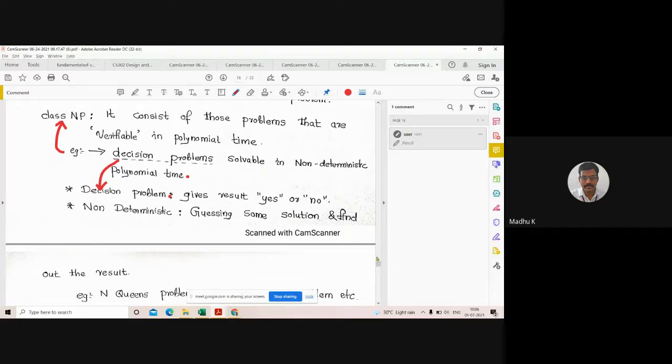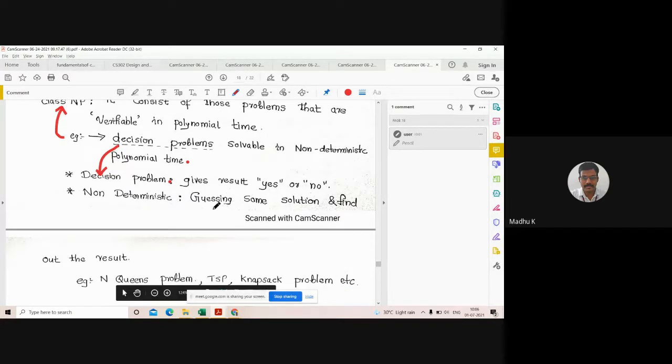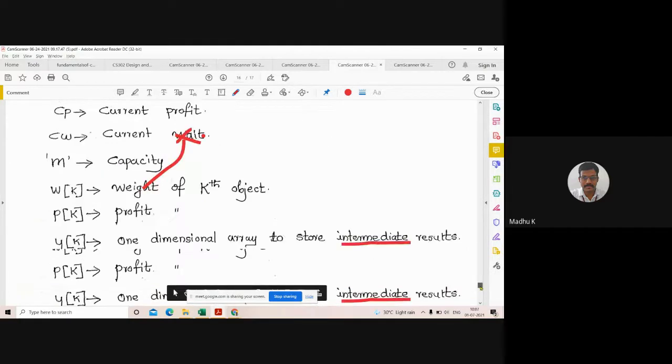At the same time, is sorting a decision problem? No, we want to arrange the data in ascending or descending order. So try to understand what a decision problem is: it gives the result yes or no. What does non-deterministic mean? A decision problem solvable in non-deterministic polynomial time belongs to class NP. Non-deterministic means guessing some solution and finding out the result. So we guess some solutions and find out the solution. Previously we discussed this type of problems.